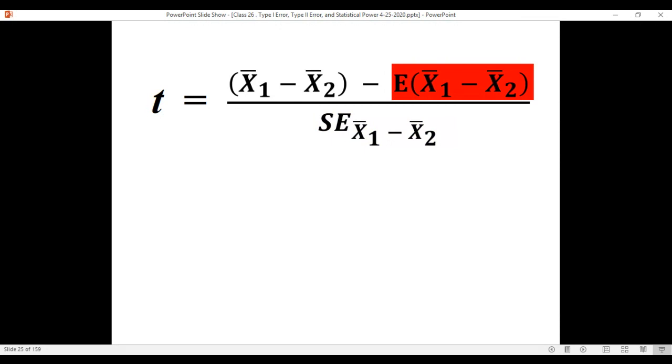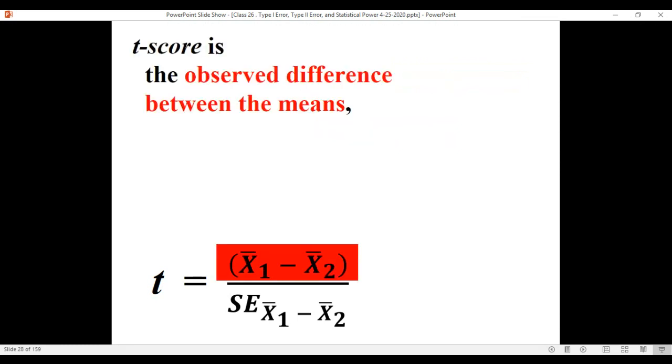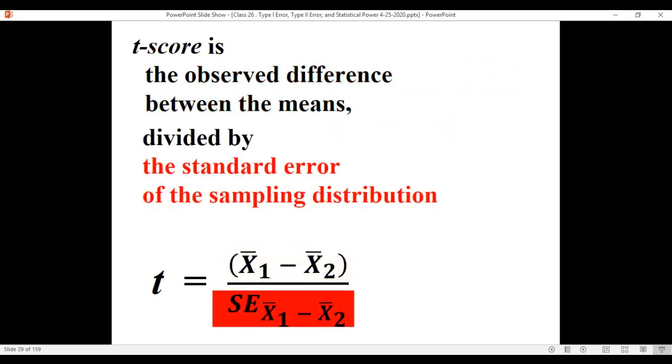Now, as you recall, because we began by assuming that the null hypothesis is true, the expected value of the sampling distribution is 0. So the formula for the t-score simplifies to this. And this formula is really very simple. The t-score is the observed difference between the means divided by the standard error of the sampling distribution.